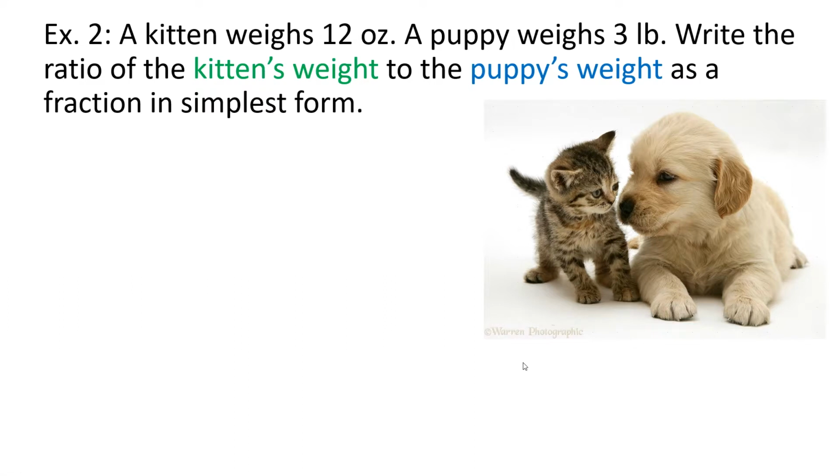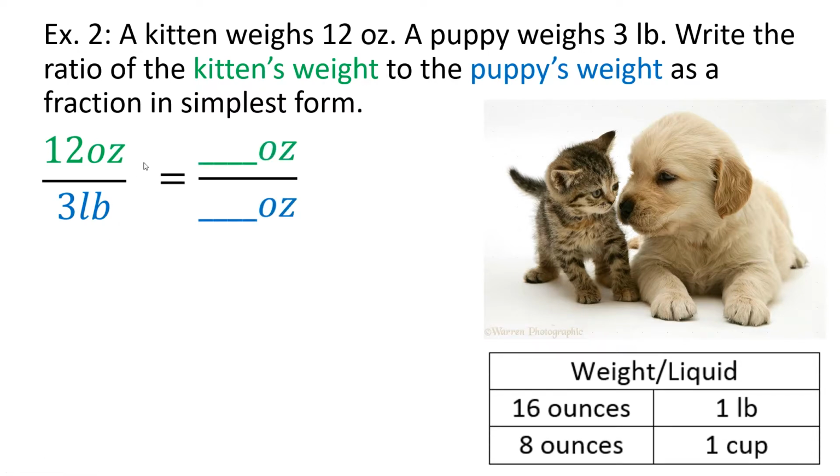So on this one, in your pre-written notes, a kitten weighs 12 ounces, a puppy weighs 3 pounds. Write the ratio of the kitten's weight to the puppy's weight as a fraction in simplest form. So the first thing you want to do is write the ratio with the units. So these are both weights, but the units are not the same. So we're going to need to convert them. So here is the conversion from the table. It's telling us that 1 pound is equal to 16 ounces.